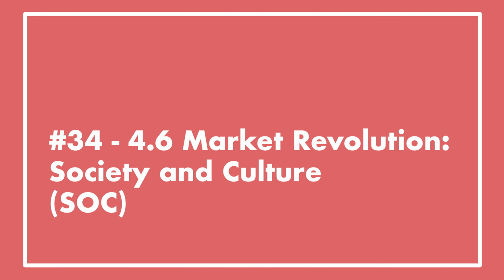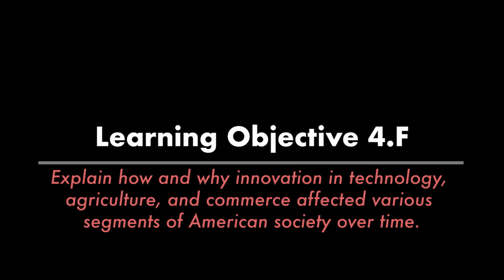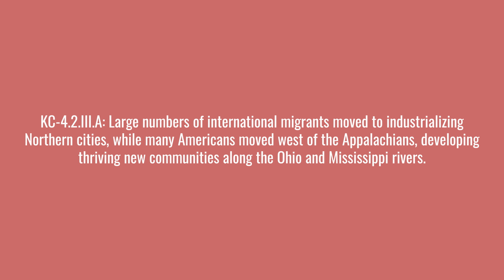Today the topic is the market revolution and its effects on society and culture. The theme for today is social structures. The learning objective for today is explain how and why innovation and technology, agriculture, and commerce affected various segments of American society over time. The first learning objective deals with migrations during the period of industrialization.